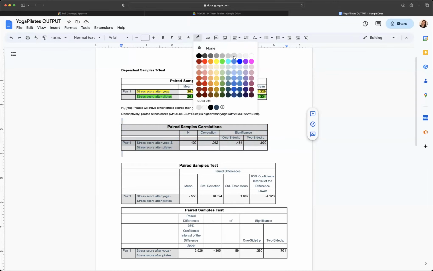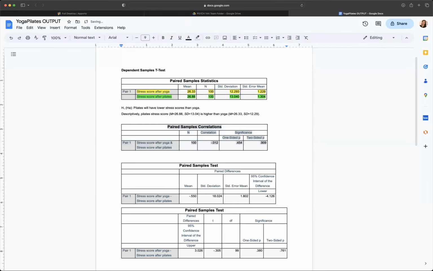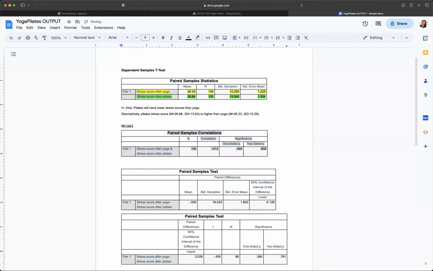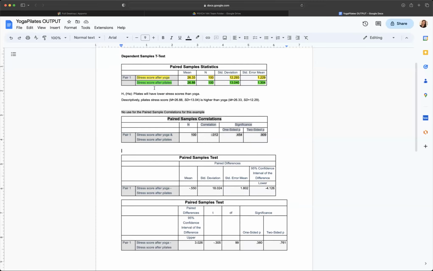So I'm just going to gray this out, and I'm going to say no use for the paired samples correlations for this example, and you won't use this for this class. So we're not going to use it. I'm not going to delete it though, so that you know what to do with it.